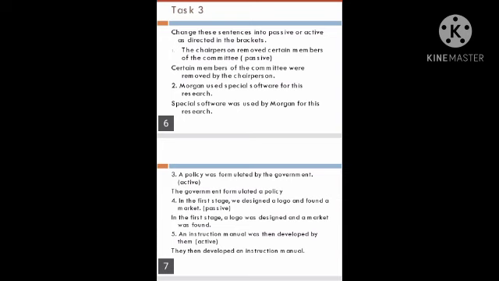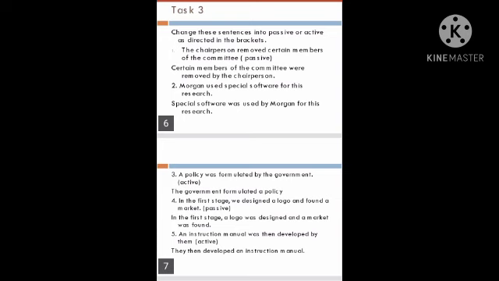Question number 4. In the first stage, we designed a logo and found a market. This has to be changed into passive. In the first stage, a logo was designed and a market was found. Question number 5. An instruction manual was then developed by them. Answer, they then developed an instruction manual.